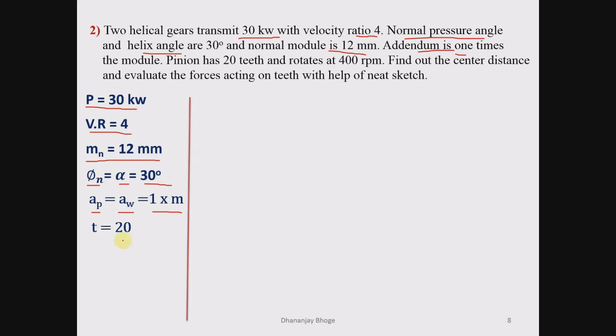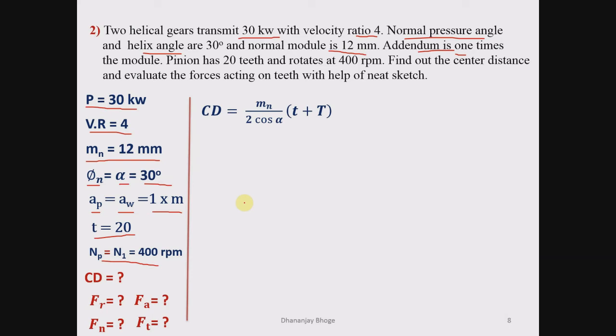Number of teeth on pinion are 20. Speed of pinion is 400 rpm. We have to find out the center distance, and then the components of all forces acting on the helical gear teeth. So center distance is given by this equation.